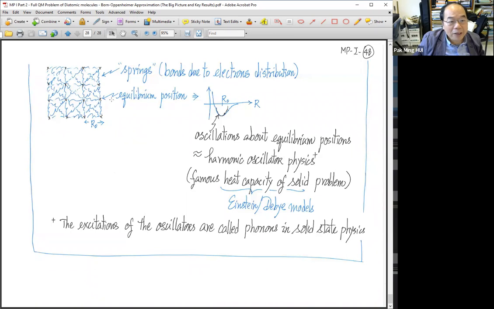Okay, so we are done with the big picture. Do you have a big picture in mind before we fill in how to do the electronic problem? Right? So now this is the bare minimum.